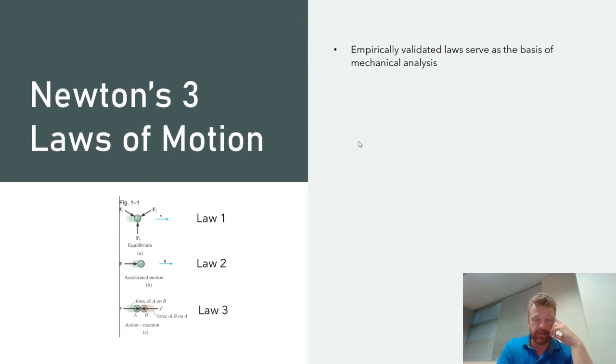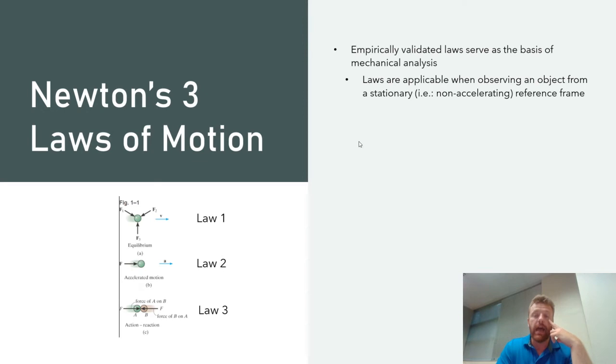So important thing to know about Newton's three laws of motion, we'll talk about his law of gravity in a second, is that they're all empirically validated, meaning that you can take data and show that they're true. They're applicable, and we'll talk about this more in dynamics for those of you that continue on with us into the spring, when you're actually observing the motion of a particle or a body in what's known as an inertial or non-accelerating reference frame. So don't worry about that too much now, because we're not going to be talking about things that are moving at all.